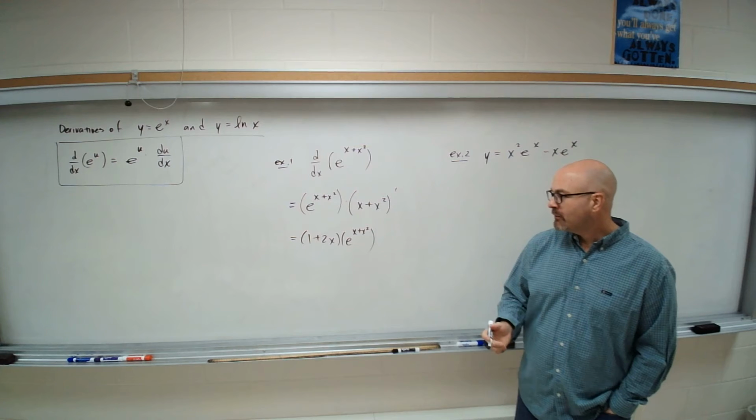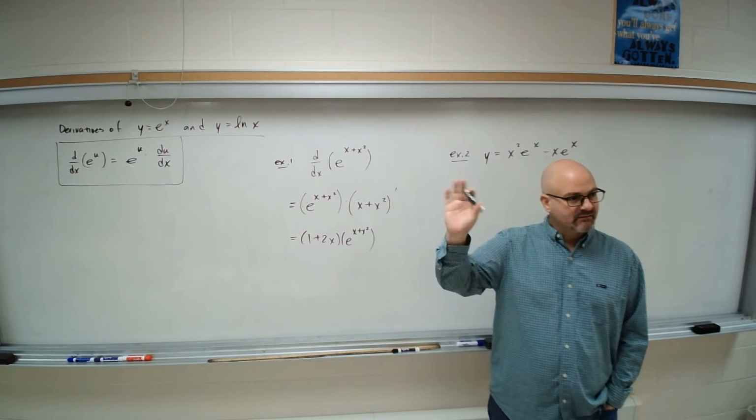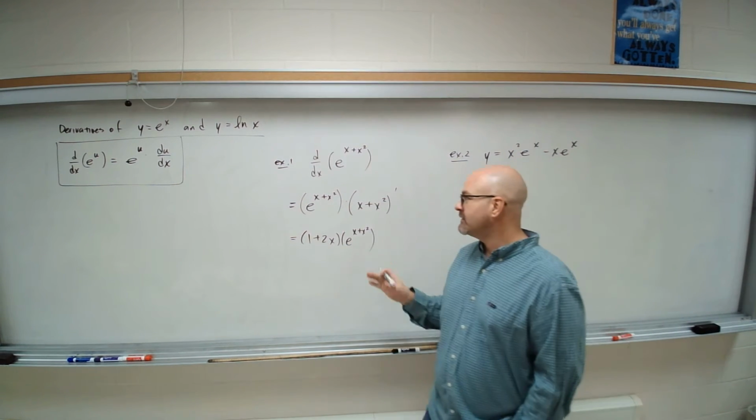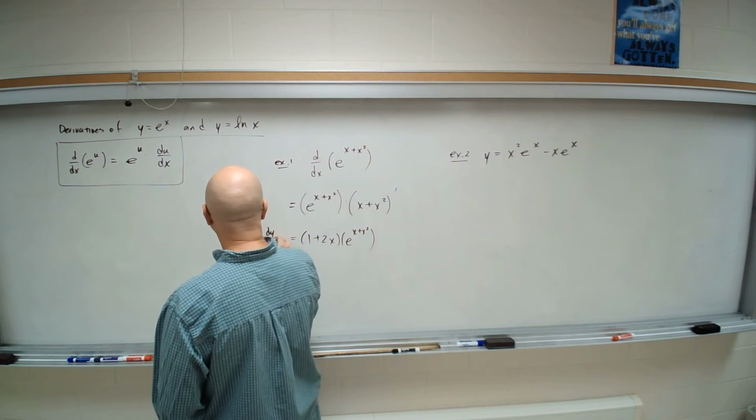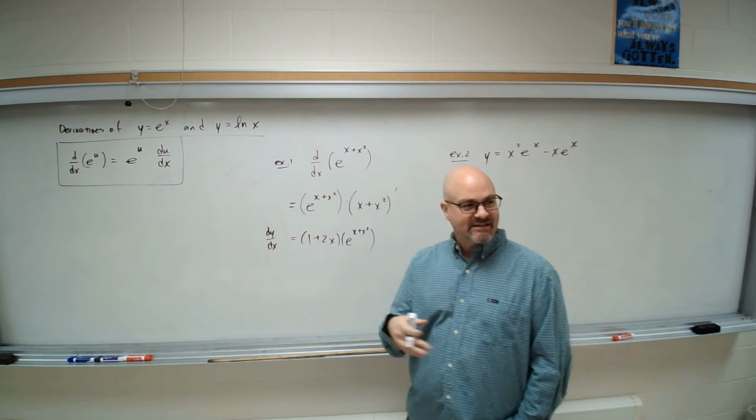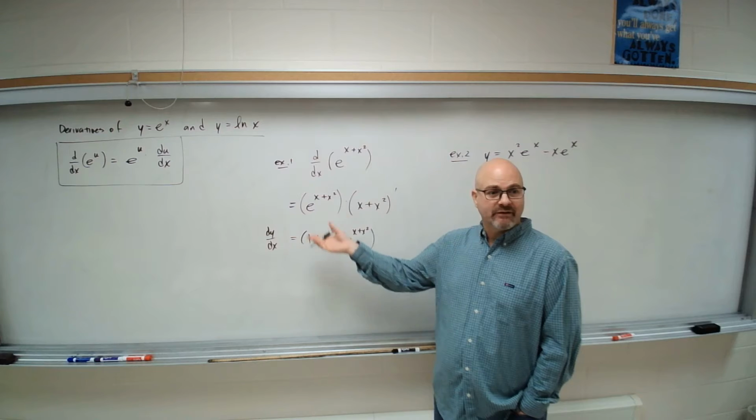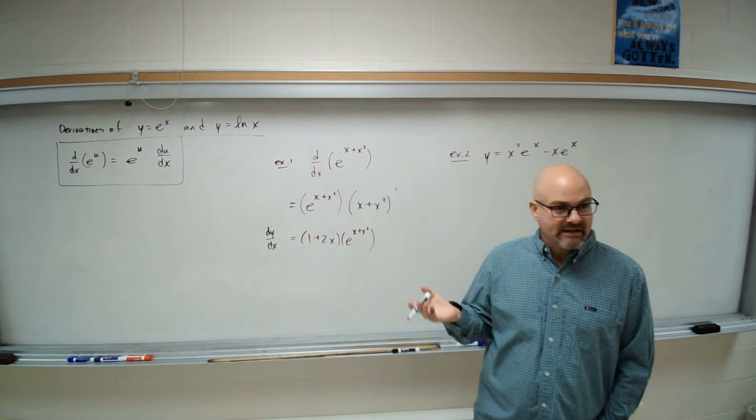Pretty straightforward. No need to distribute anything. Just leave it be. All the crazy distributing happened with implicit differentiation, trying to get the dy/dx by itself. Here it's already by itself. So we're good. That's it.